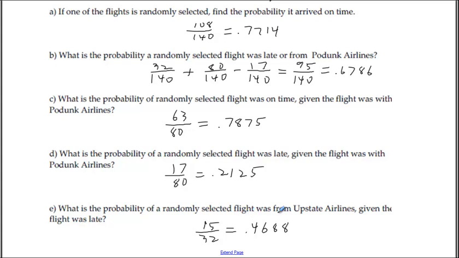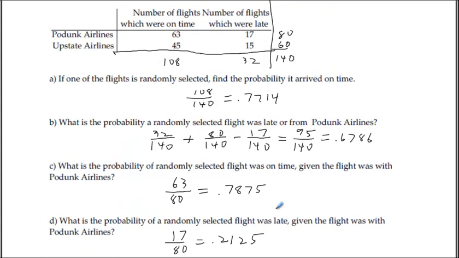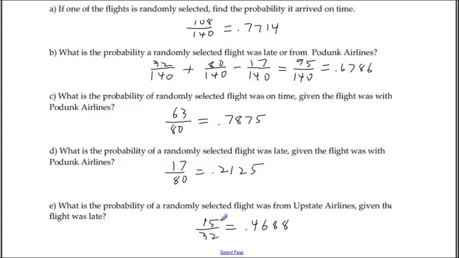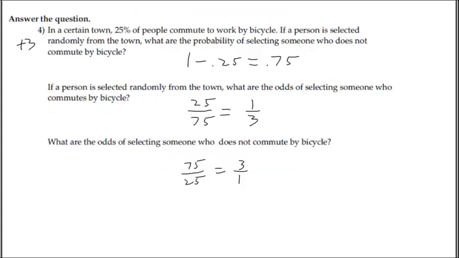And then what's the probability that it was from upstate given it was late? So how many were late flights? We had 32 late flights. So it's 15 out of 32. And that's it for that one. All right, number 4.